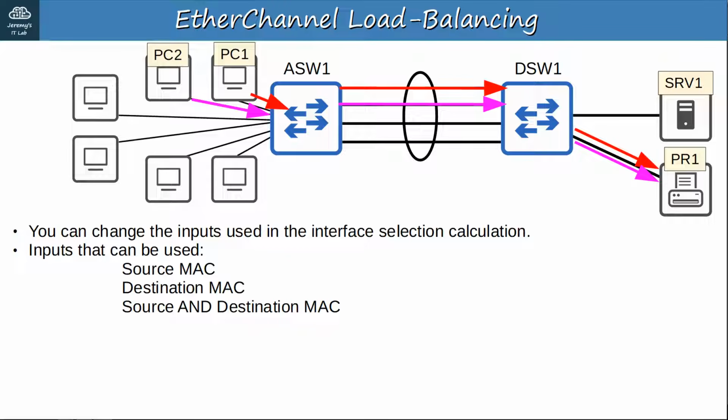Frames from PC1 to printer 1 might use another different interface, etc. The calculation is done based on both the source and destination MAC addresses. You can also configure Ether channel to select the interface based on the source IP address, destination IP address, or both source and destination IP addresses. Some switches also support load balancing based on the layer 4 TCP or UDP port numbers, but those are a topic for another lesson. Also, which methods the switch can use depends on the switch model. Some may only support using the MAC addresses, some may support only MAC or IP addresses, and some may support all methods.